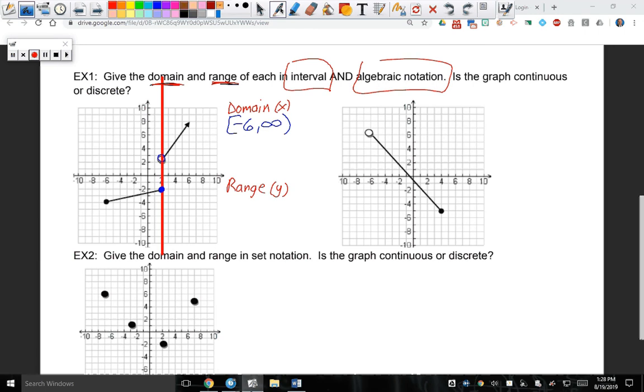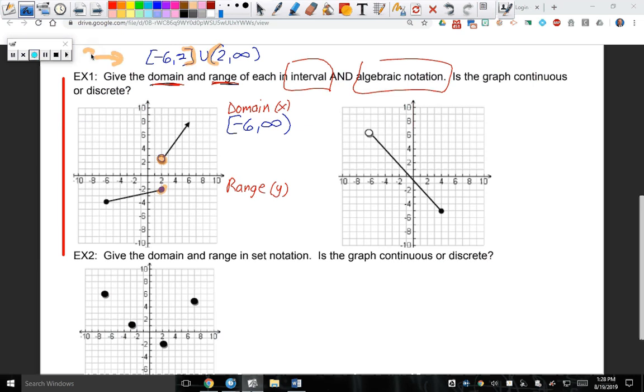Let's say some of you on the quiz did something that looked like this. We're scanning it, and instead of -6 to infinity, you did -6 to 2 with a bracket, and you union it with 2 to infinity, parentheses. This is what you showed. Do you think I'd give you credit for that? I would. That is still correct, but it's not the preferred way that I'd want you to do it. I'd want you to do it like this.